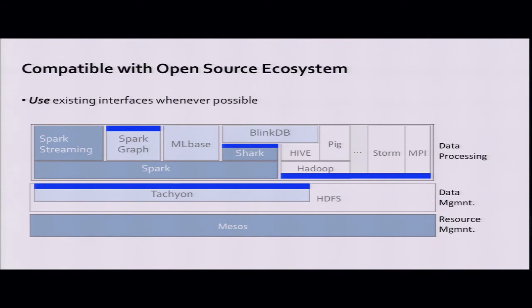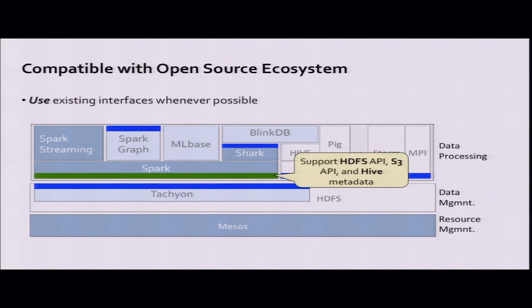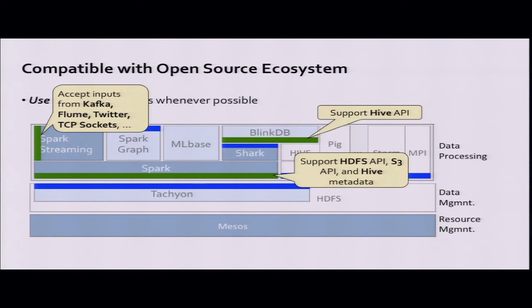The other way we provide compatibility with the existing open source stack is by using existing interfaces whenever possible. For instance, Spark supports the HDFS API, the S3 storage API, Hive metastores, and so forth. BlinkDB supports the Hive API, so you can actually run on top of Hive, and this is something that Facebook is doing. And finally, Spark Streaming ingests many input formats from Kafka, Flume, Twitter, or raw TCP sockets.